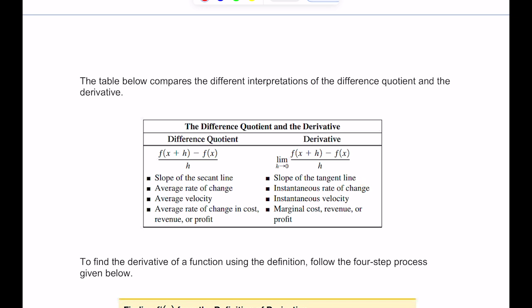The difference quotient represents the average rate of change, whereas the derivative is instantaneous rate of change. This is the same formula we looked at when we looked at instantaneous rate of change. The difference quotient represents average velocity, and the derivative would just be instantaneous velocity. Some examples of using the difference quotient would be for average rate of change in cost, revenue, or profit. For the derivative, it would be marginal cost, revenue, or profit. Because remember, it's the slope, and the slope is the marginal.